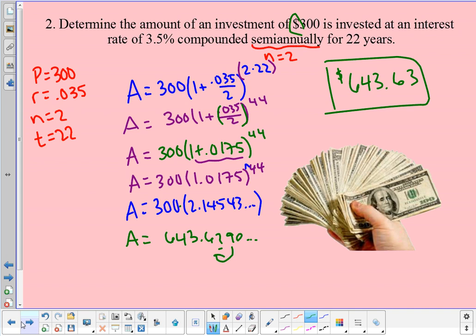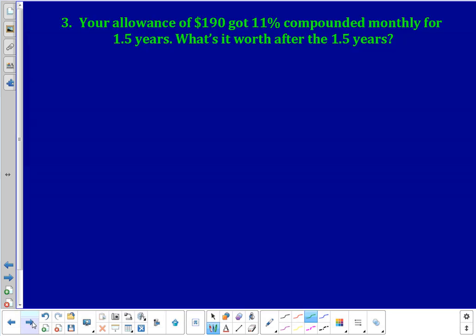I highly encourage you, if you haven't been doing so far on numbers 1 and 2, to get out your calculator and try to set these things up with me, okay? Because I think it's going to be really important. I think typing these into the calculator is probably the hardest part. So let's take a look at number 3.